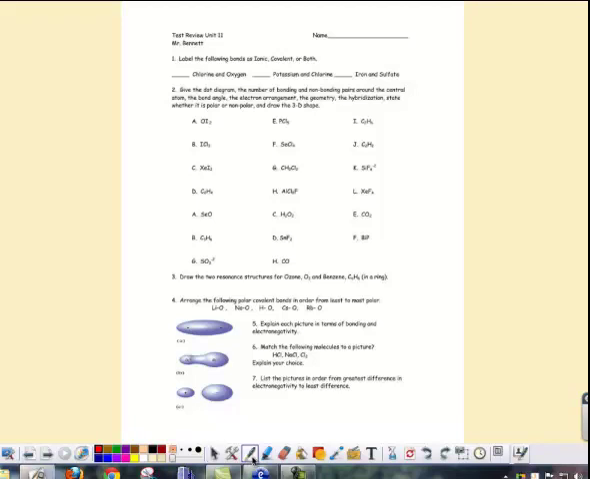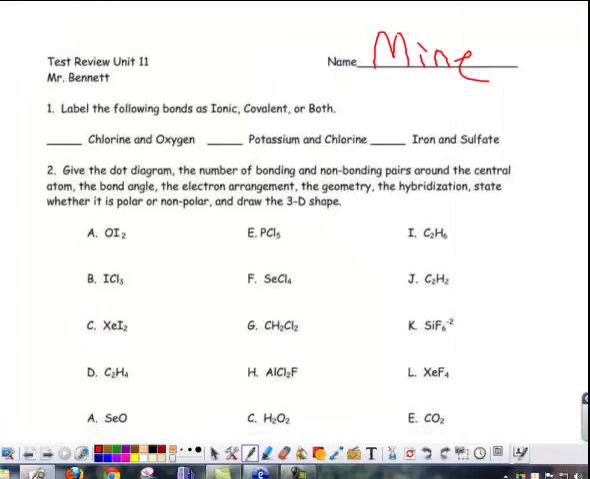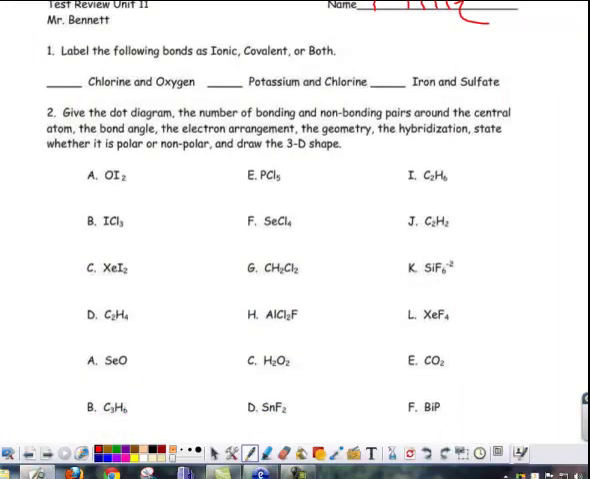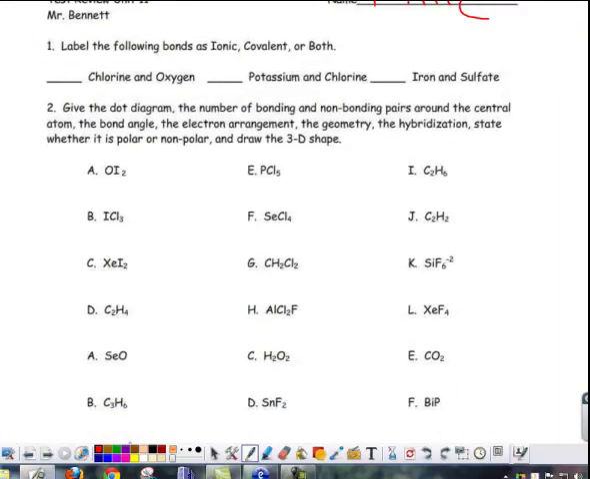Okay, test review. Bonding, unit 11. All right, let me expand this out. Label the following as ionic, covalent, or both. All right, so what you're looking for here is if it's ionic, it will be a metal and a nonmetal. If it is covalent, it will be a nonmetal and a nonmetal.